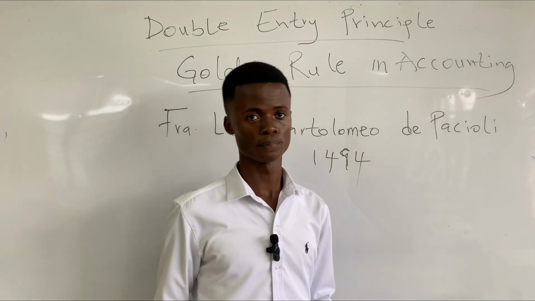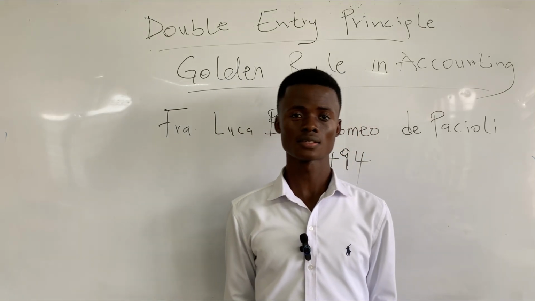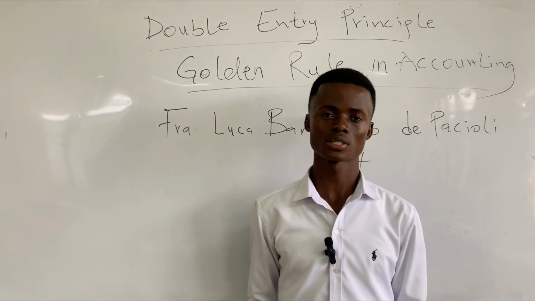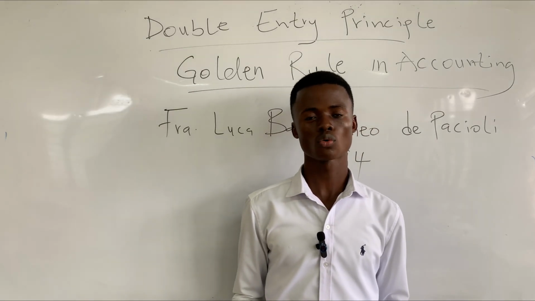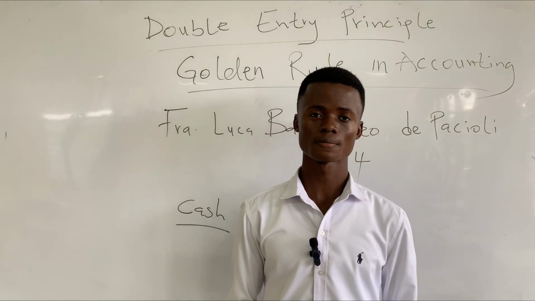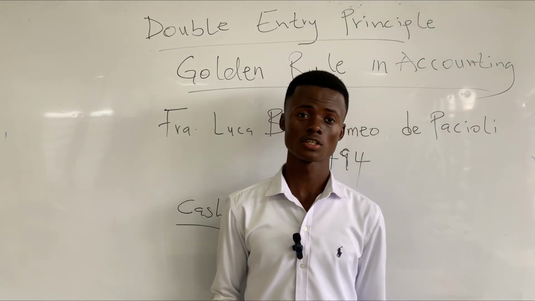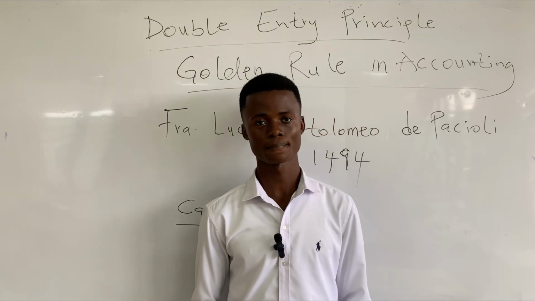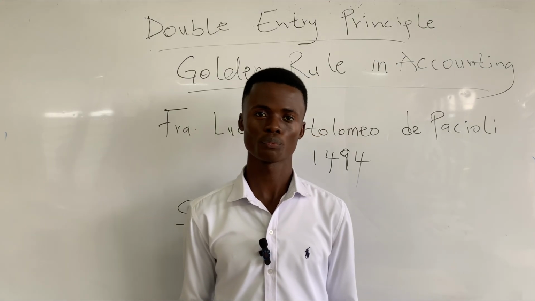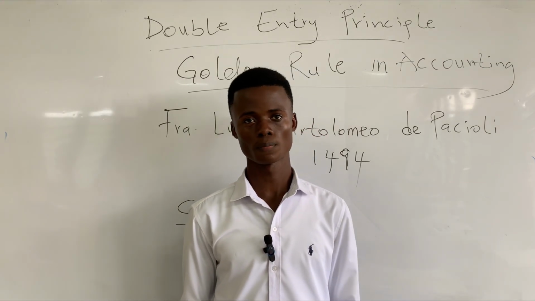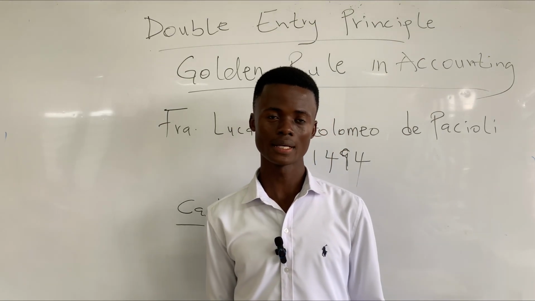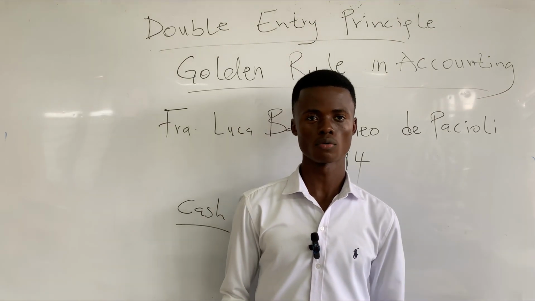So before this rule, organizations and entities were only taking into consideration one effect of a transaction without taking into consideration the other effect. So this rule specifically states that every accounting transaction should be recorded twice, that's in two books. One should be in the receiving book and the other should be in the giving out book. So it states that you should debit the receiving book and then credit the giving out book.